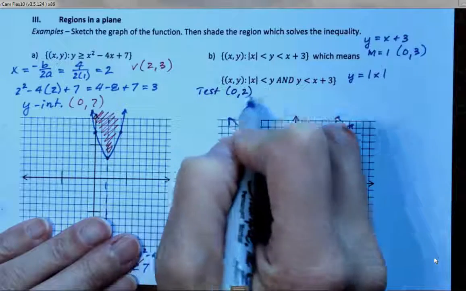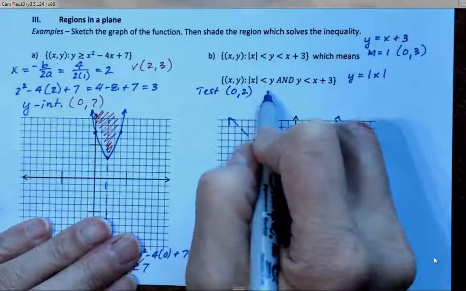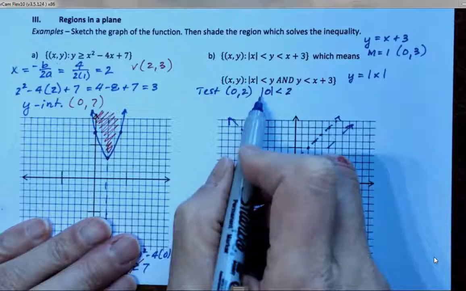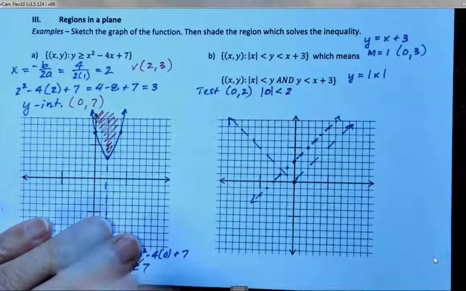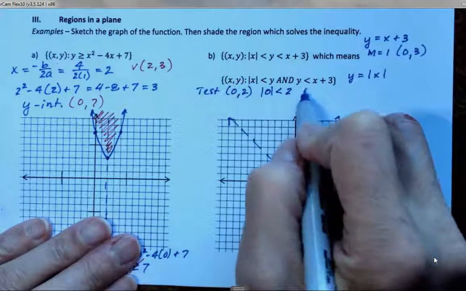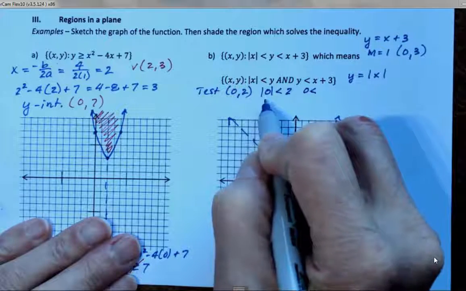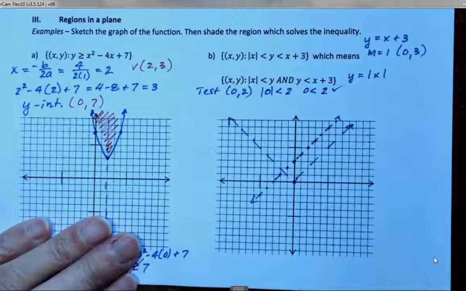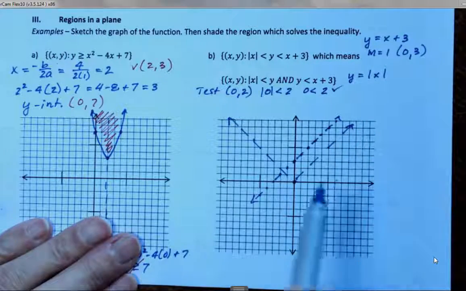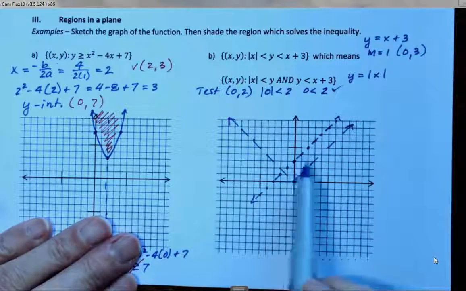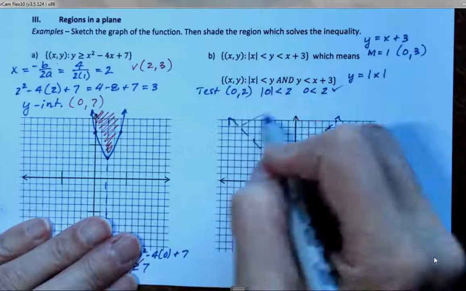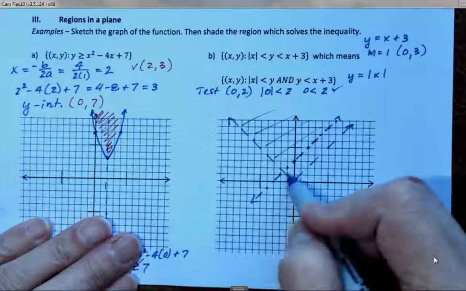So the first inequality, I'm going to put in 0 for x, and I'm going to put 2 in for y. So does the absolute value of 2, is that less than 0? Absolute value of 0. Is 0 less than 2? Yes, it is. So that checks. So that means for my absolute value, I'm talking about all this portion that's inside of the absolute value. So I'll just very lightly shade this if I can. There we go. So everything inside the absolute value.